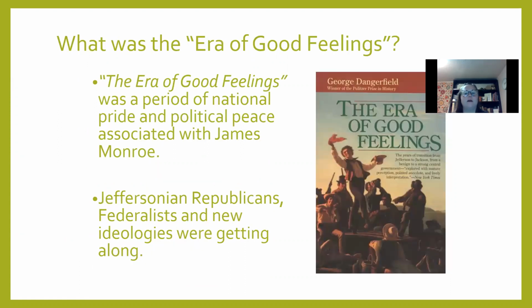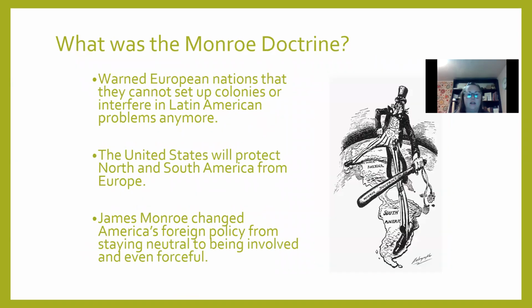All right, so we come into a time called the era of good feeling. This is really kind of a peaceful feeling. People are feeling good about America. America's feeling strong. There's this pride, there's political peace going on. The Jeffersonian Republicans and the Federalists and the new ideologies were actually getting along. So there was kind of this warm, happy feeling in America. So it really paves the way for Monroe to start to exercise the US's power in foreign affairs.